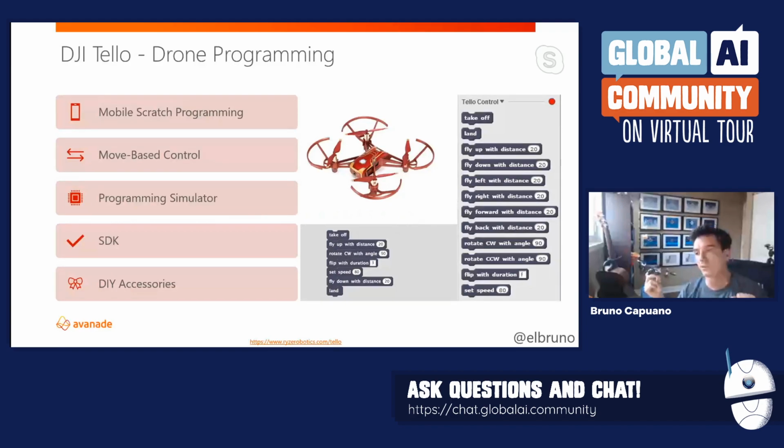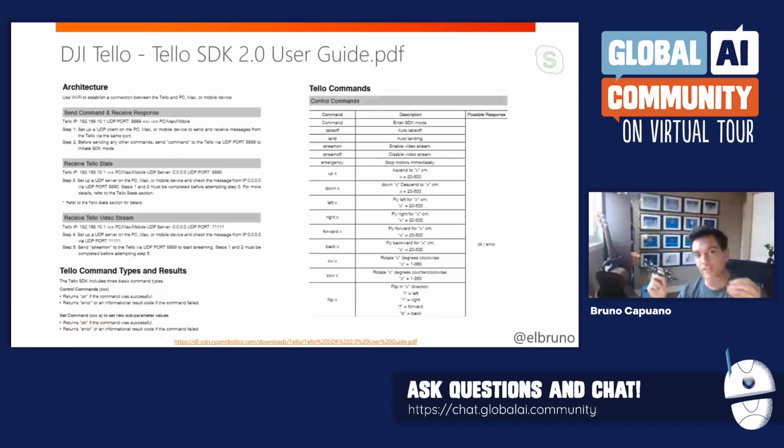There are some specifications, so if you want, you can print your own cover and create your Iron Man version of the drone. You can do a couple of things, but there is no SDK. But the cool thing is that somewhere deep in the product website, you have a PDF which explains how to connect and how to interact with the drone.